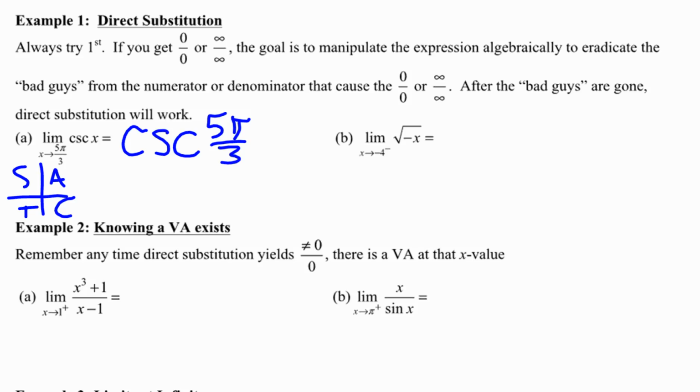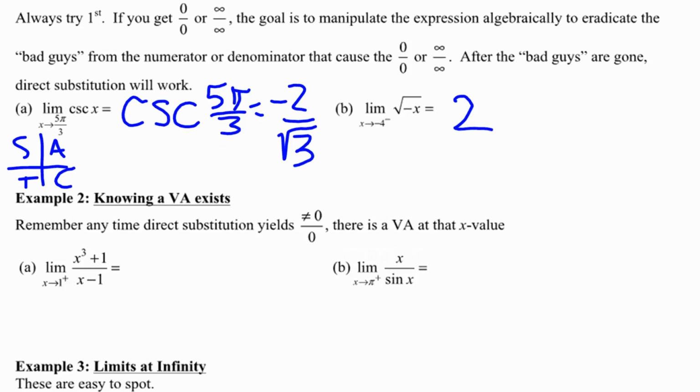So in the fourth quadrant, in this case, it's going to be negative. So this is negative, and hopefully you remember it's the reciprocal of sine. So in this case, 2 over radical 3. Done. Okay, part B, we're just taking that negative 4 and plugging it in. So square root of 4 is 2. Direct substitution, always try that first because it might be easier than doing some of the other stuff.